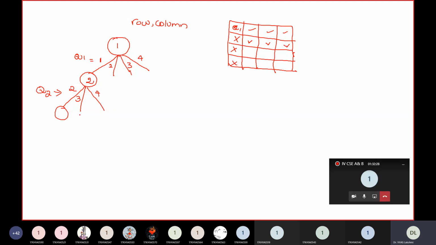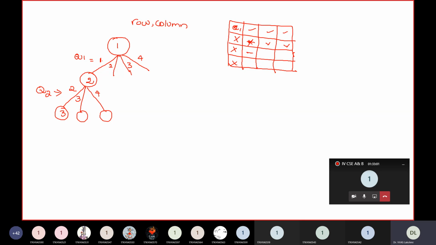So the sequence number we are going to maintain here. The sequence number is 1, 2, this is 3. So 1, 2, 3. Here it is decided: queen 1 is placed at this place and queen 2 is placed at the second column. This is the route: queen 1 first column, queen 2 second column.